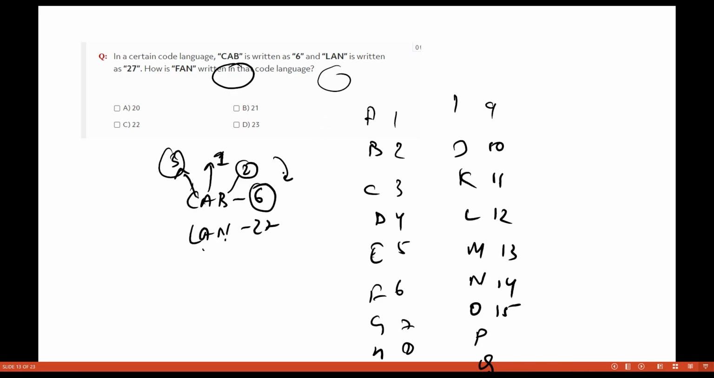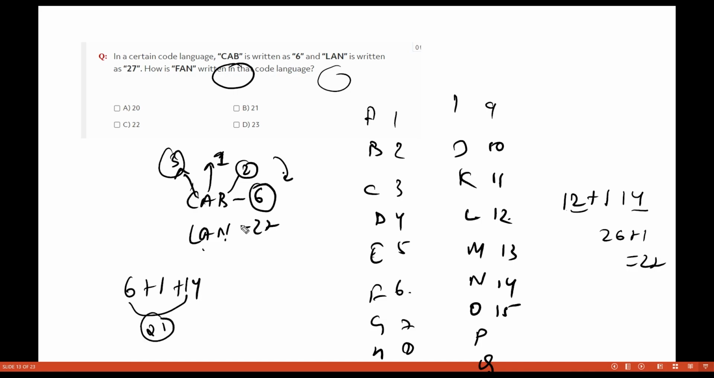Now say LAN. LAN means what? L is 12, A is 1, and N is what? 14. So that is obviously giving us 26 plus 1, 27. So FAN will give us what? 6 plus 1, and N is 14. So 20 plus 1, 21 it will give.